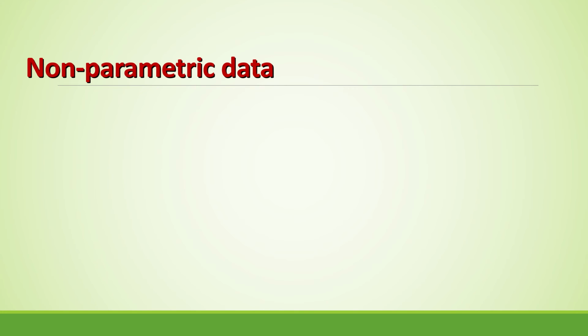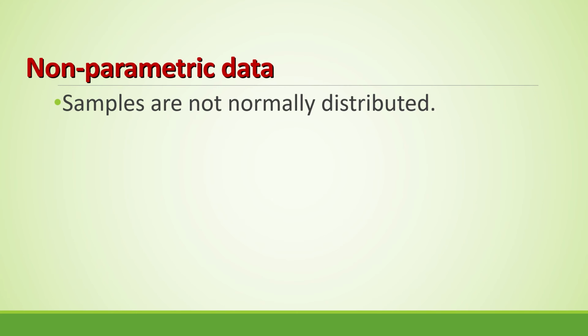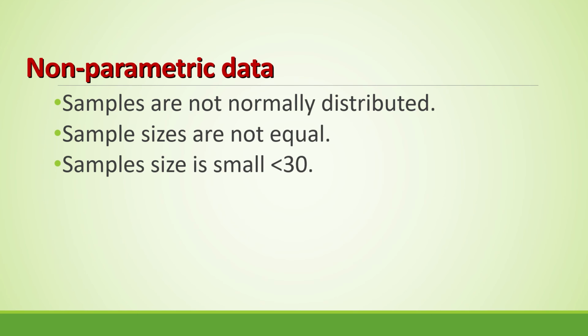Right. So what does non-parametric data mean? When can we call the data in a sample non-parametric? We can call these data non-parametric when the samples are not normally distributed. The distribution of the values of this data in the group is not normal and shifts from the normal shape of the curve. The sample sizes are not equal; one sample is larger than the other. The sample size is very small; one of the samples is less than 30, or both of them.